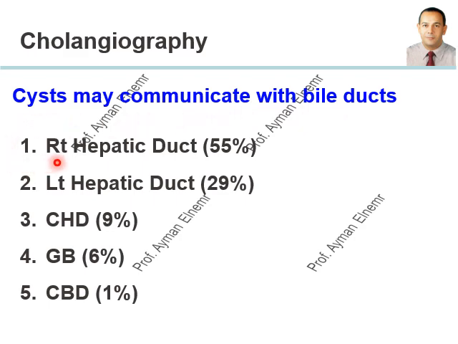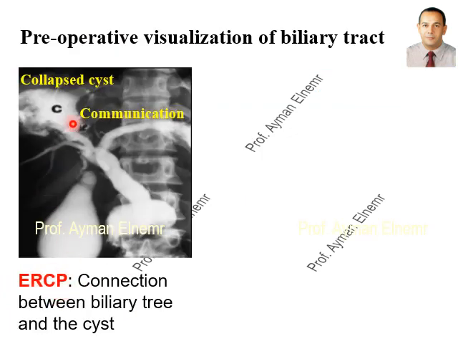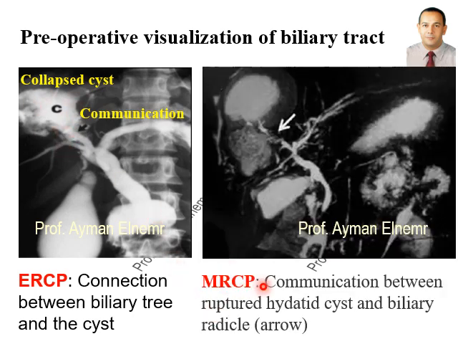The hydatid cyst may communicate with the right hepatic duct in 55% of cases, with the left hepatic duct in 29%, the common hepatic duct in 9%, with the gallbladder in 6%, and with the common bile duct in 1%. In this ERCP film, we can see the connection between the right hepatic duct and the cyst. In MRCP, we can see the communication between the ruptured hydatid cyst and the biliary radicals.